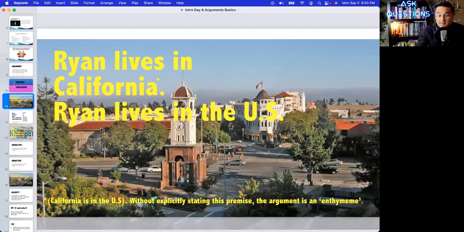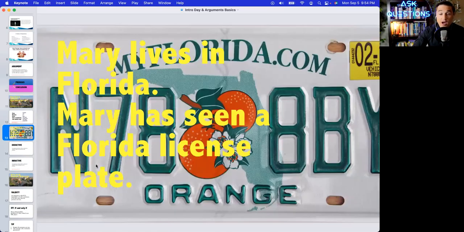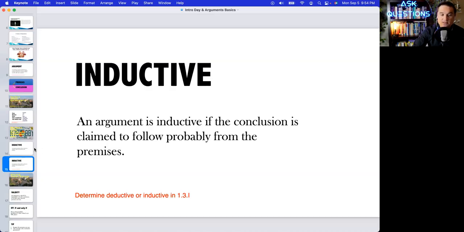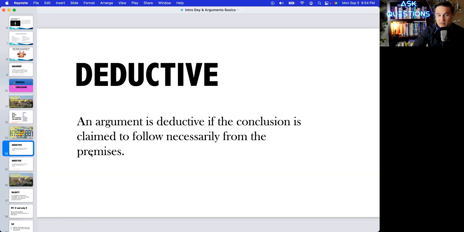That's a logical guarantee. If you live in California, then it's 100% that you live in the United States. And that difference between a conclusion following with absolute necessity and a conclusion not following with a logical guarantee, that's the difference between deductive arguments and inductive arguments. Deductive and inductive. So the deductive ones, those are the ones when they work, they logically guarantee their conclusions.